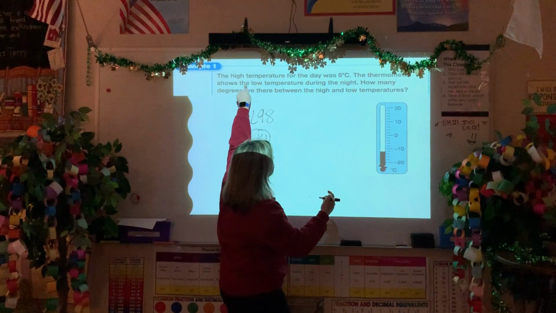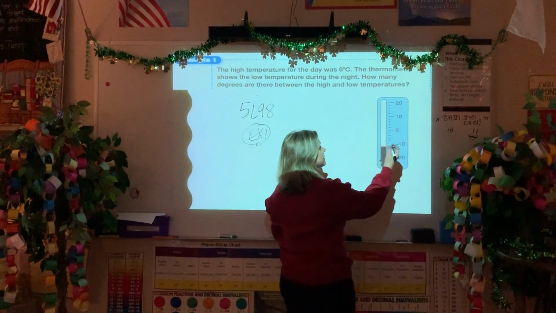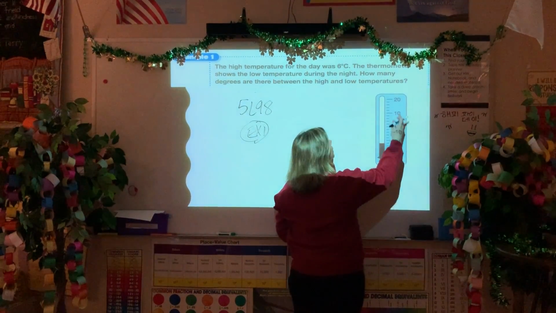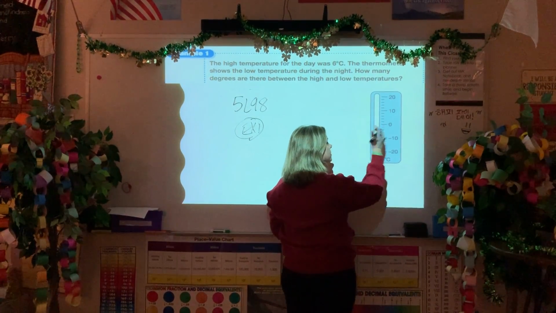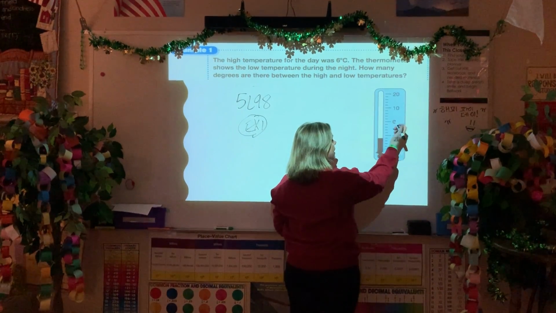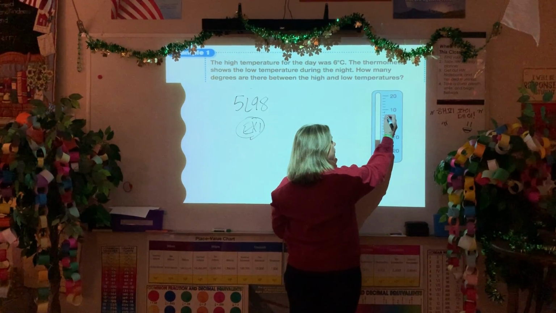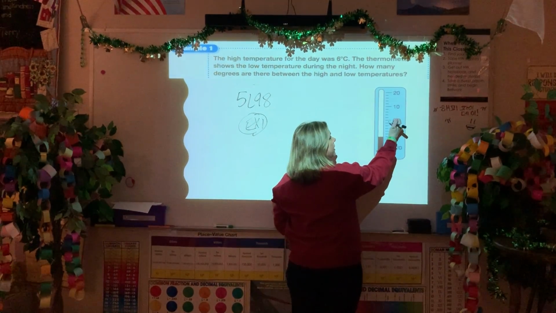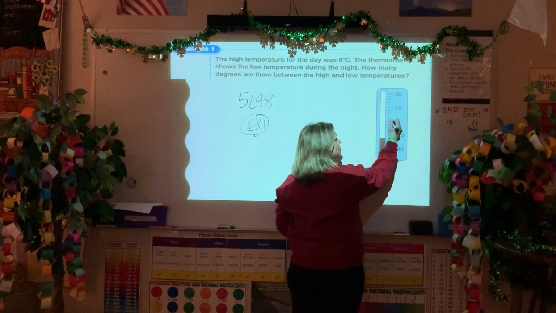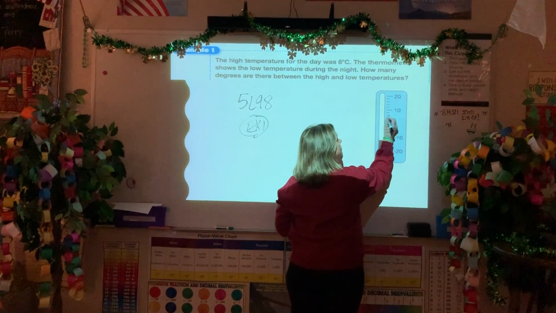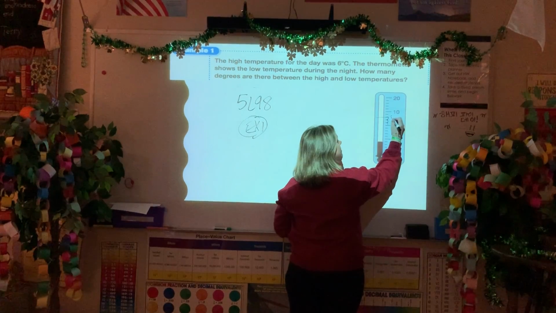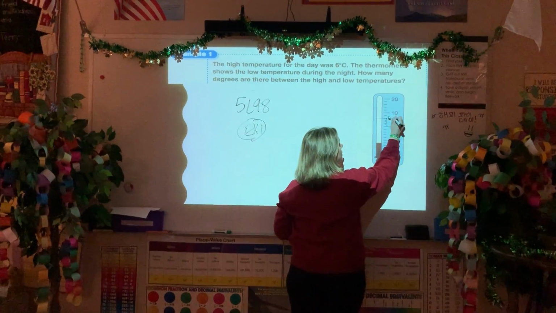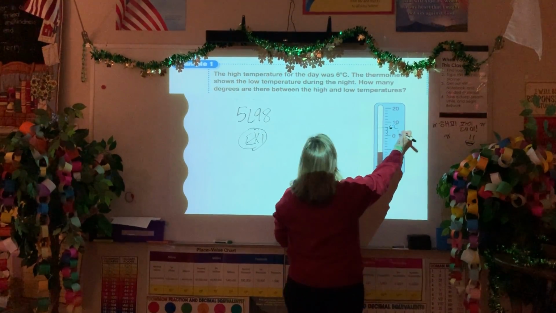It says that the high temperature for the day was 6 degrees Celsius. So these are negative numbers down here, so these would be positive numbers. Okay, but let's look at this. We go from 0 to 10. Are they going 1, 2, 3, 4, 10? No. Okay, so that doesn't make sense. So they are counting by 2s. So they're counting up 2, 4, 6. So right here is where that 6 degrees would be. So we've got 6 degrees Celsius right here, right?